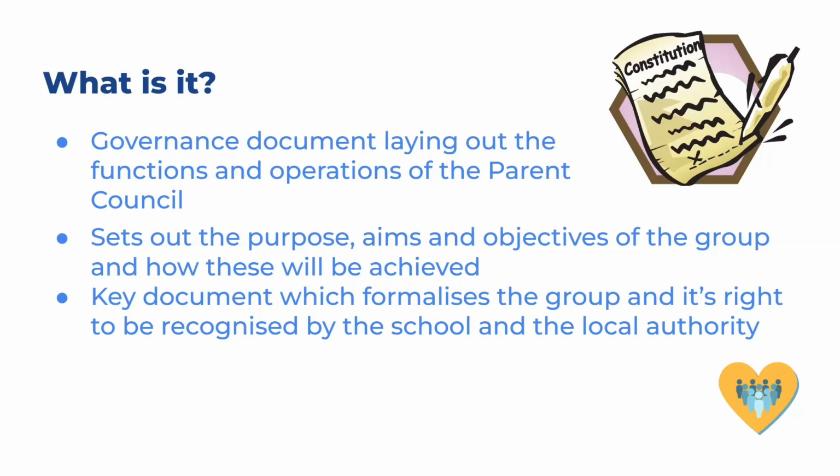All the things that would be in there would be about how many members, what's your minimum number of members, what's your maximum number of members, how long are people going to serve on the parent council, are you going to vote if more than one person's interested in a role, or are you going to randomly select? You need to get all of that laid out in your governance document, which is your constitution.